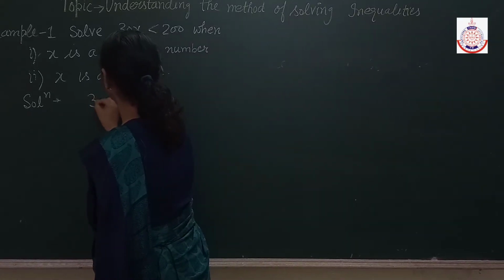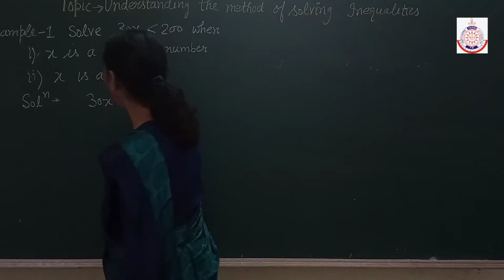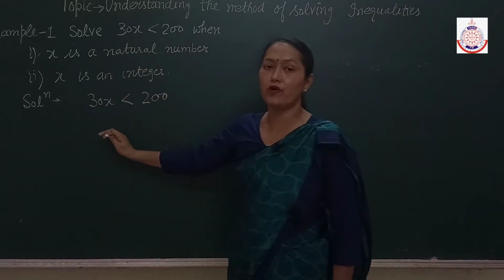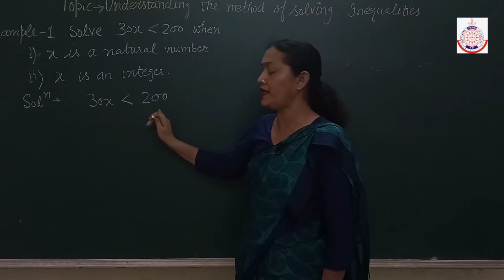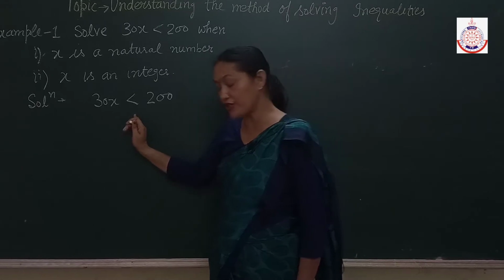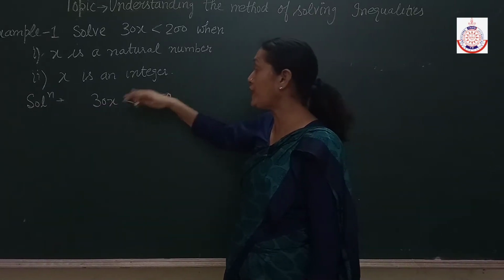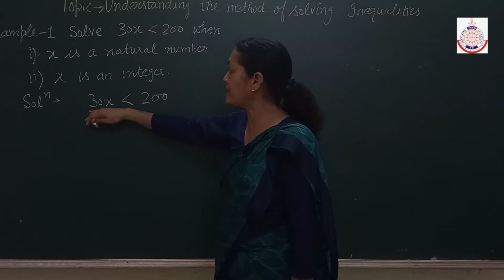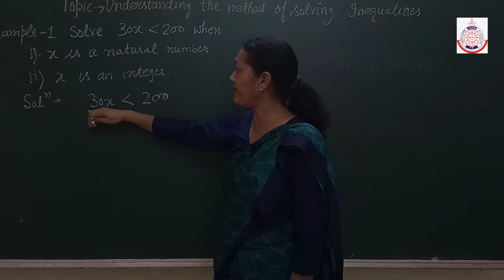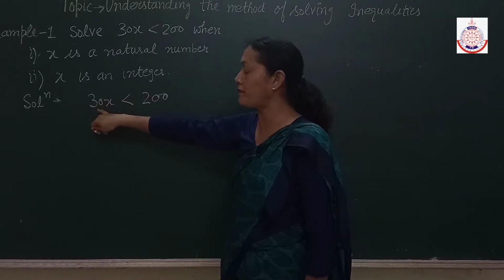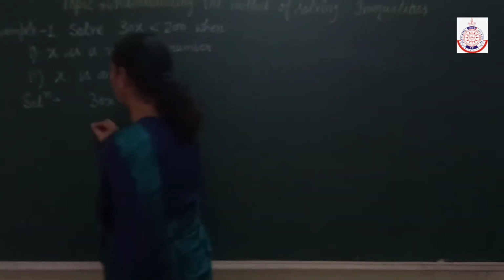We are given that 30x is less than 200. You will learn under the rules of inequalities that we can't shift this 30 to this side. Like in linear equations, we simply shift the number to the other side, but in inequalities it is not allowed. So what we can do is divide both sides by the number. Here it is 30, so we'll be dividing both sides by 30.